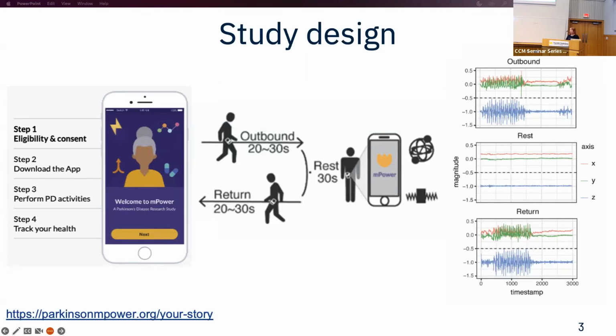This walking process consists of 3 different phases: the subject will be asked to take a walking task by walking 30 seconds towards a point and staying 30 seconds there, which is called the resting point, and then returning to the original state. During this process, the walking signal will be recorded by the 2 kinds of sensors implemented in everybody's smartphones, which are the gyroscope and the accelerometer. And the signal is presented at the right panel, which is like a series of waveforms.